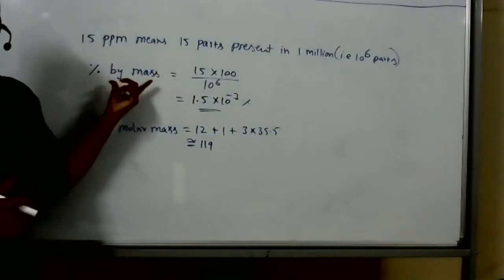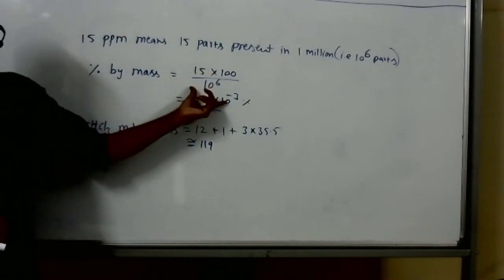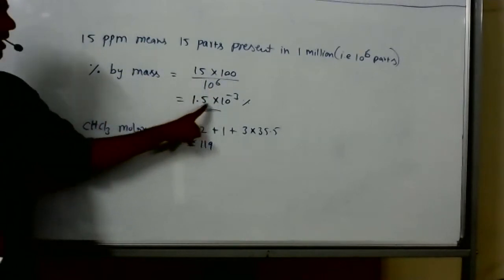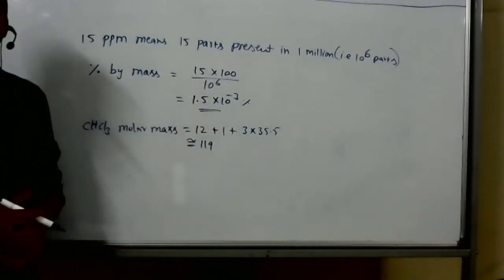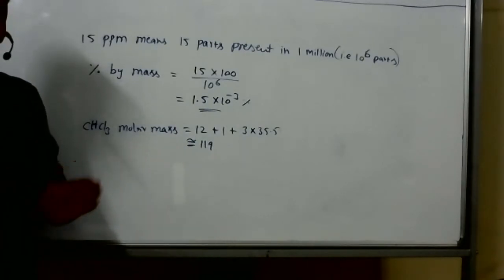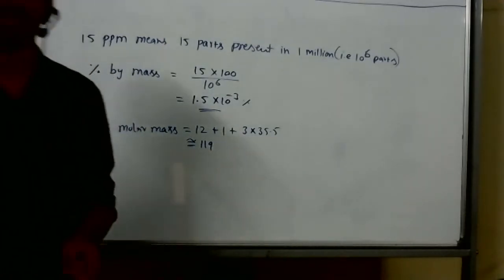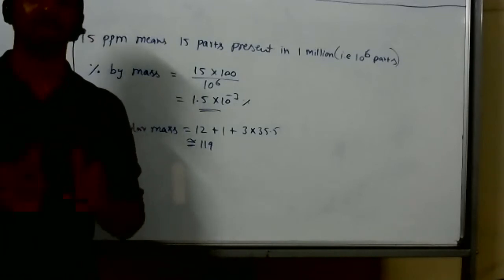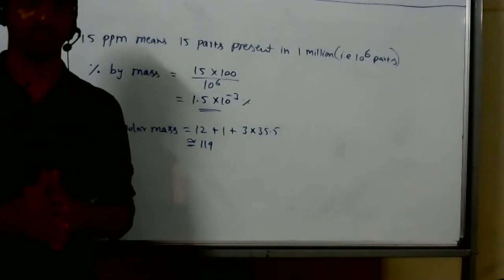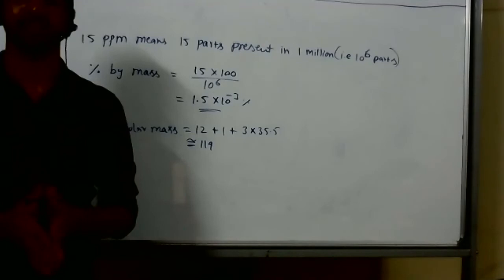Percentage by mass we are calculating as mass of solute divided by total mass of solution into 100, right? According to that formula, percentage by mass is 1.5 into 10 power minus 3 percentage. Why are we converting it into percentage? Because we want the mass of solute present in 100 gram. The solute is the carcinogenic part, chloroform only, that's the solute.